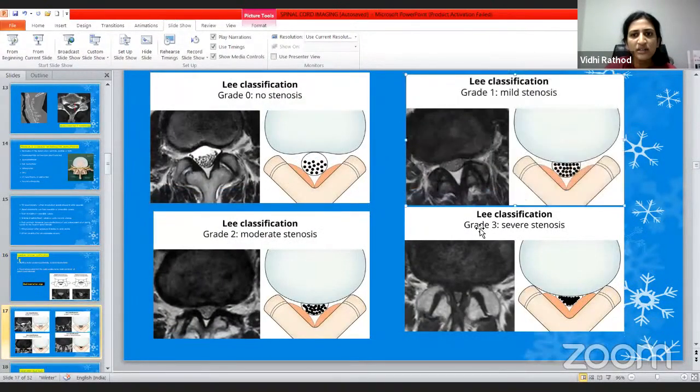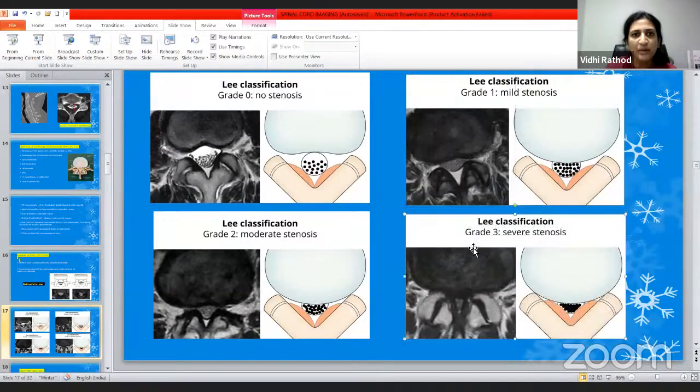So there are certain grades of classification for lumbar canal stenosis. There is grade 0 to grade 3. Grade 0 is when there's no stenosis, no effacement of the anterior thecal sac. Grade 1 is when there's mild effacement of the anterior thecal sac, mild stenosis. Grade 2 is moderate, and grade 3 is severe stenosis, with clumping of the nerve roots.